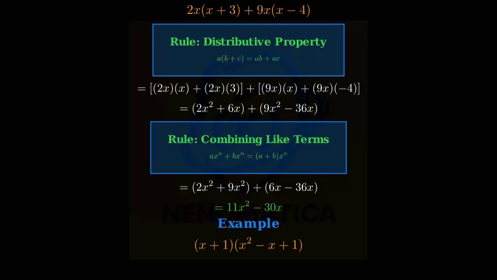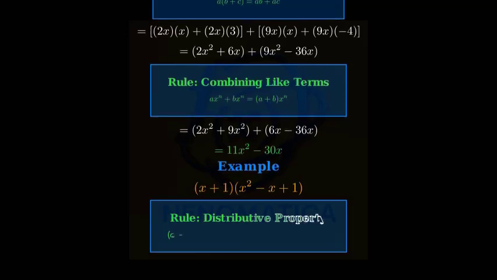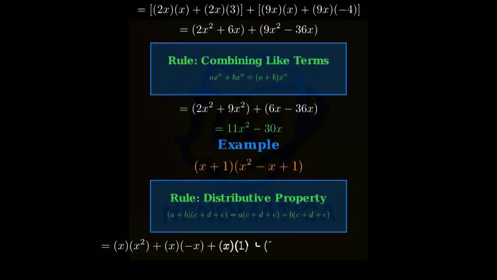We need to simplify the expression, the quantity x plus 1 times the quantity x squared minus x plus 1. For this example, we're multiplying two binomials where one of them is actually a trinomial, having 3 terms. We'll apply the distributive property again. Each term in the first parenthesis gets multiplied by each term in the second parenthesis.